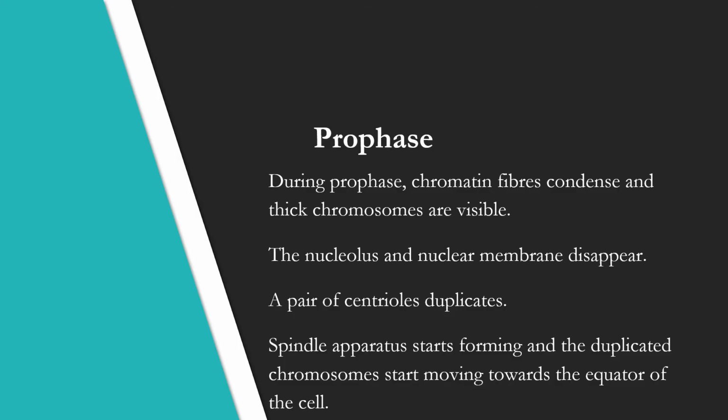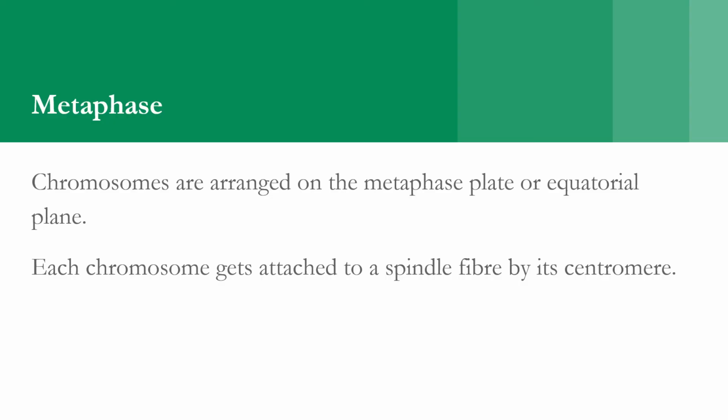During prophase, the chromatin fibers condense and thick chromosomes are visible. The nucleolus and nuclear membrane disappear. The pair of centrioles duplicates. The spindle apparatus starts to form and the duplicated chromosomes start moving towards the equator of the cell. In metaphase, chromosomes are arranged on the equatorial plane. Each chromosome gets attached to a spindle fiber by its centromere.